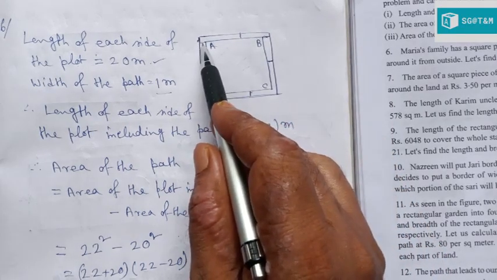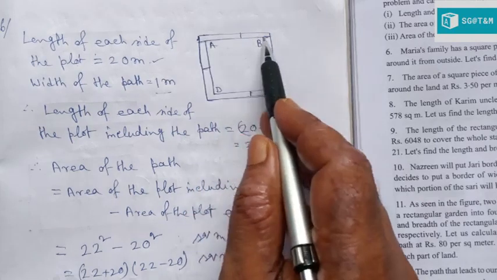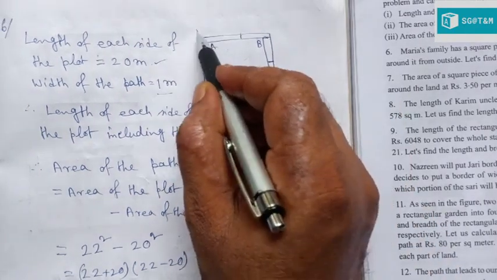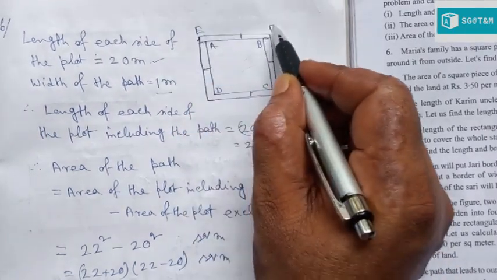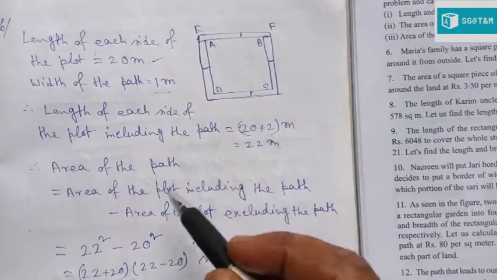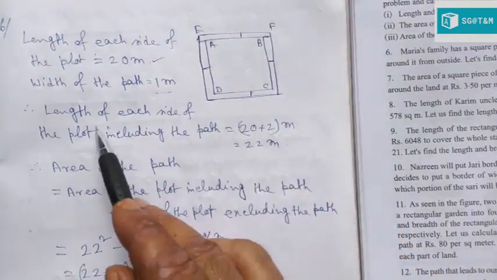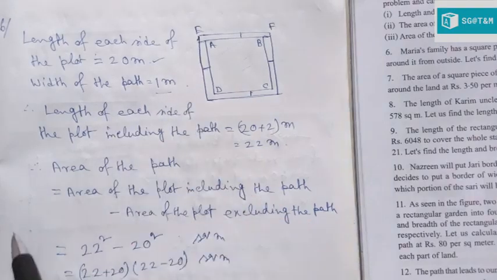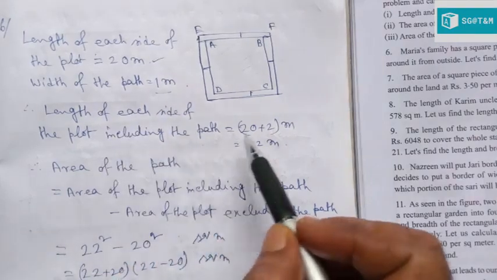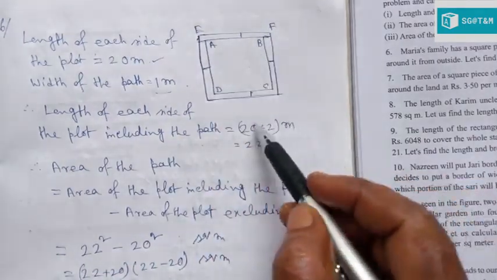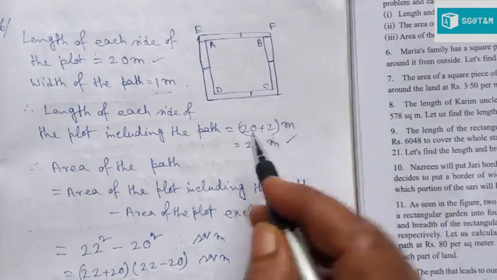So what is the total from this point to that point? Suppose this is E and F. So how much is EF? Obviously, the width of the path is 1 meter as given, so the length of each side of the plot including the path is 1 plus 1 is 2, that is 20 plus 2, that is 22 meters.